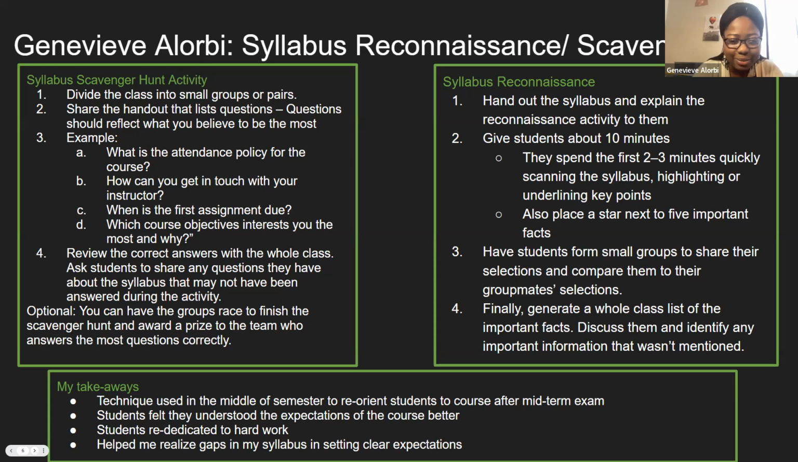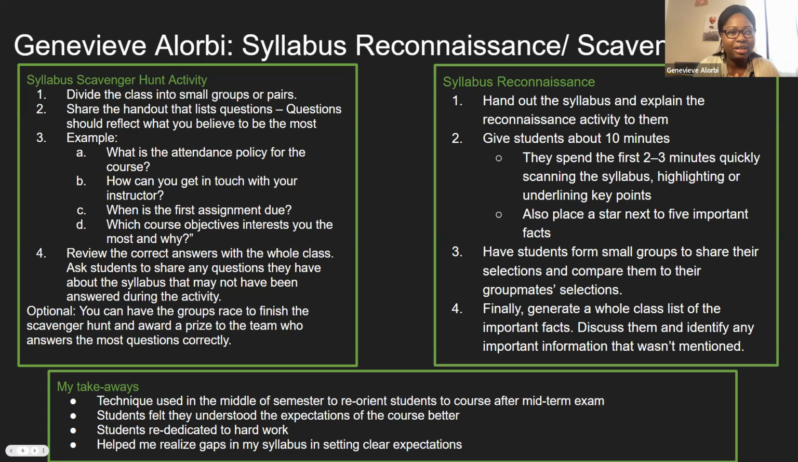My takeaway when I implemented this, like I mentioned, was that I did it in the middle of the semester after their midterm, and I felt some students were lagging behind. They were not too sure what the expectations were for the course. So I used it to reorient students into the course after the exam. They felt they really understood the expectations of the course better based on their questions. And I did collect mid-semester feedback after that too. Some students wrote that they really liked the activity we just did.